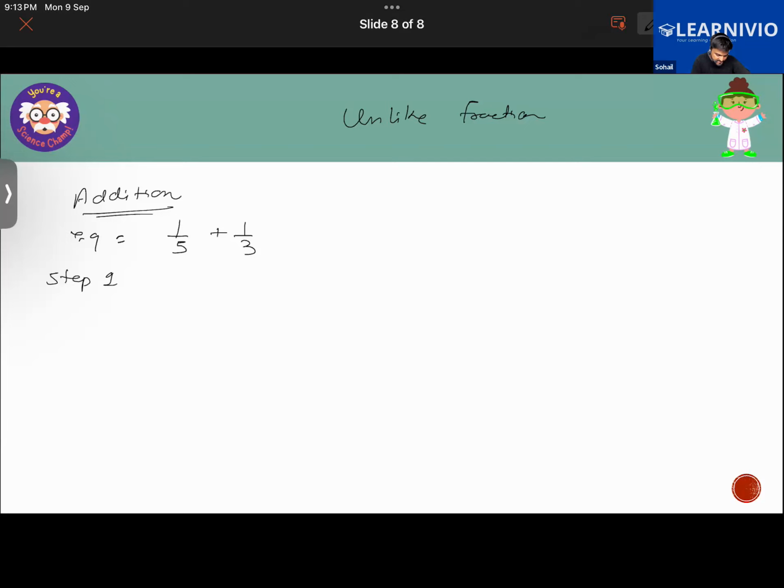For adding these unlike fractions, you are going to follow these steps. Step number one says that you will find the LCM of the denominators. Both of you find the LCM of 5 and 3. What are the denominators here? 5 and 3. So find its LCM quickly.